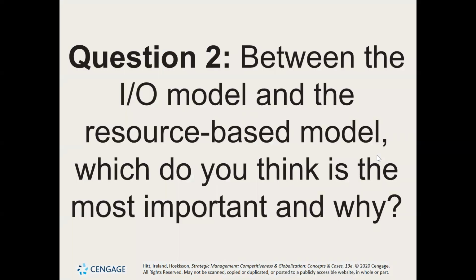So question number 2: between the IO model and the resource-based model, which do you think is the most important or the most accurate, and why? When you're done with that, come back and go to the third portion.